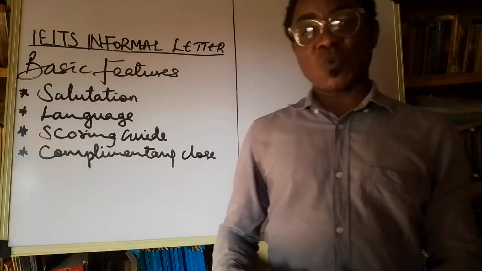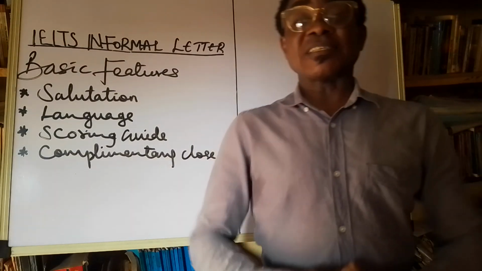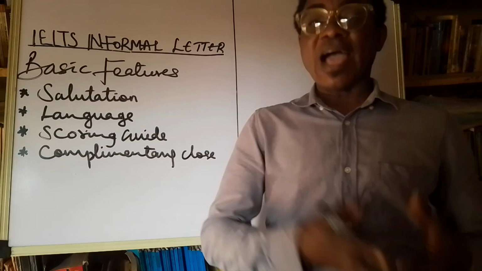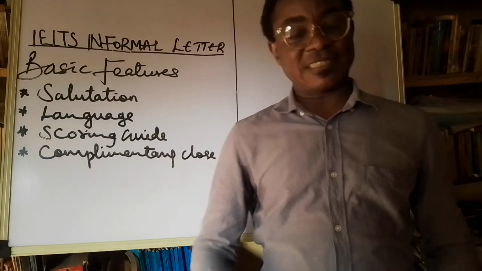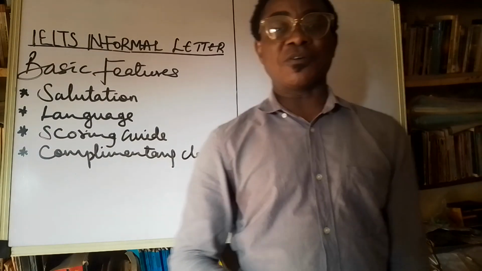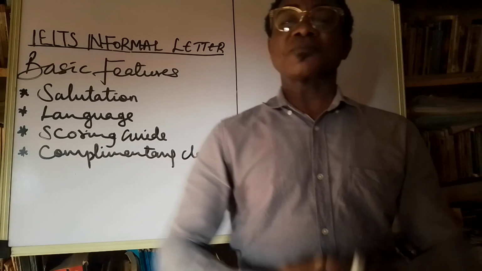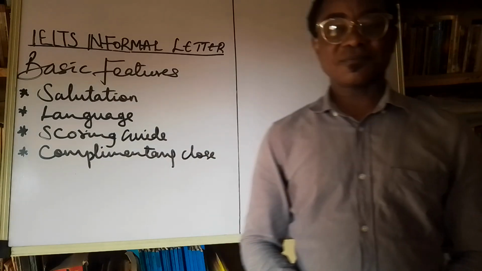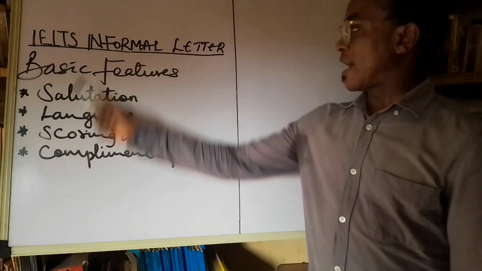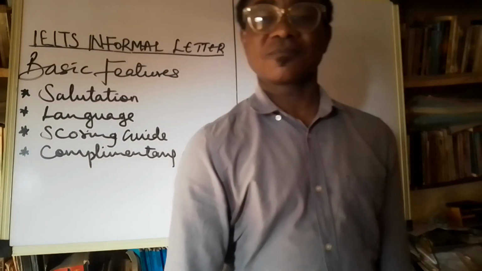The writing task 1 comprises letters: informal, semi-formal, and formal letters. We have already done one video, a lesson on the informal letter. Today's video is the second video on the IELTS Informal letter.